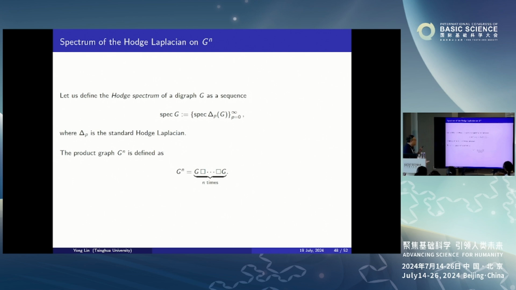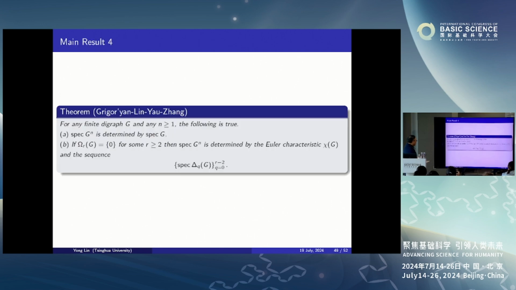Here, delta P is the standard Hodge Laplacian, with the standard inner product. So Gn is the product graph, it's just the n-fold Cartesian product of G. This theorem was proved a few months ago by Grigor'yan, Yau, and Han Zhang, my PhD student, who is here. We prove that for a finite digraph G, the spectrum of Gn is determined by the spectrum of G.